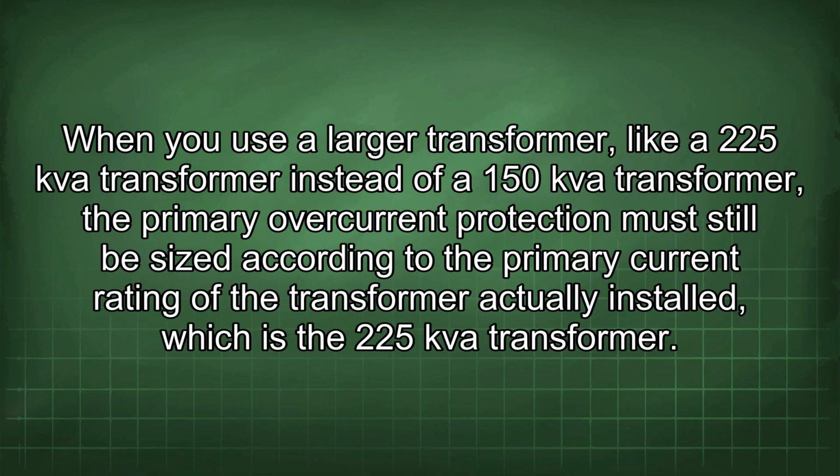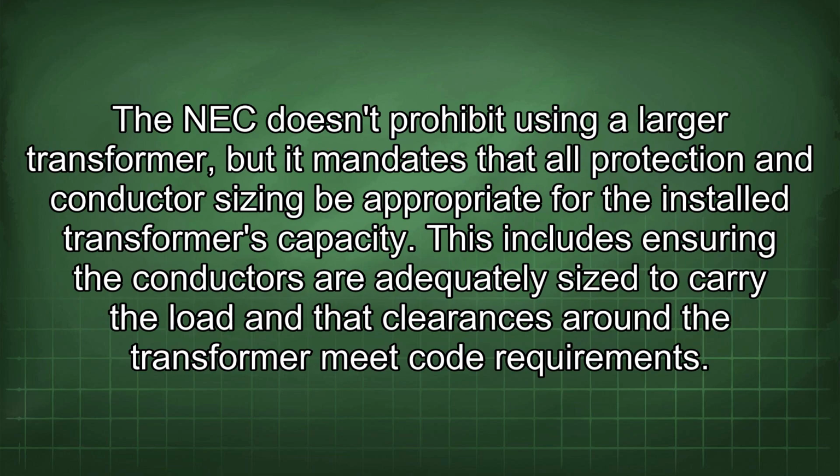When you use a larger transformer, like a 225 kVA transformer instead of a 150 kVA transformer, the primary overcurrent protection must still be sized according to the primary current rating of the transformer actually installed, which is the 225 kVA transformer. The NEC doesn't prohibit using a larger transformer, but it mandates that all protection and conductor sizing be appropriate for the installed transformer's capacity.